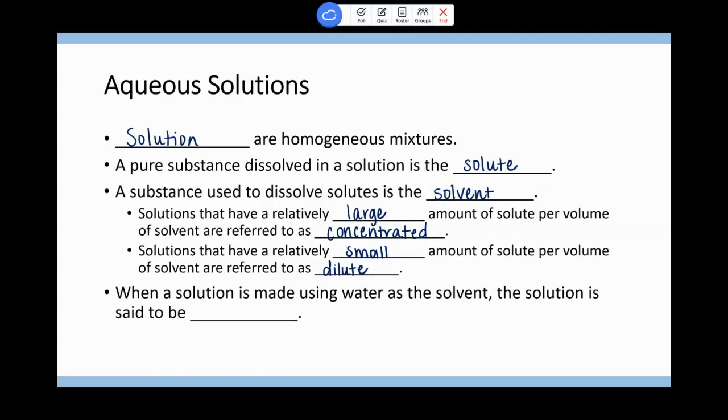And then you may remember also from, I think this was from Chapter 1, if we have a solution that's made using water as the solvent, we call that an aqueous solution. We probably defined that in Chapter 1, and then we've been talking about aqueous solutions for a while now.